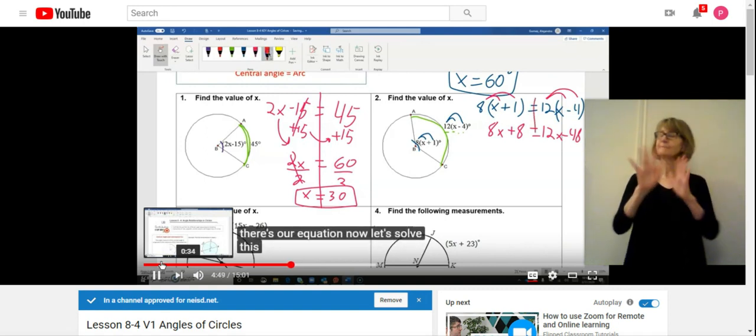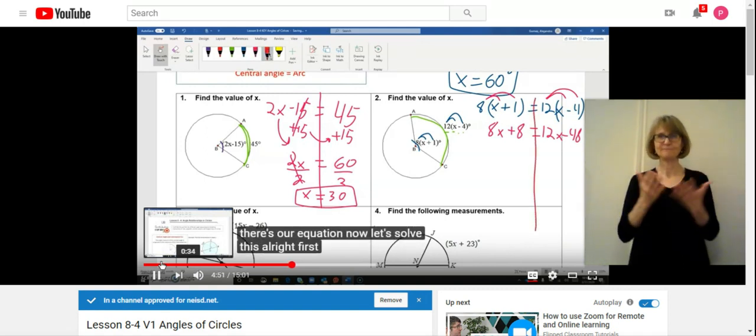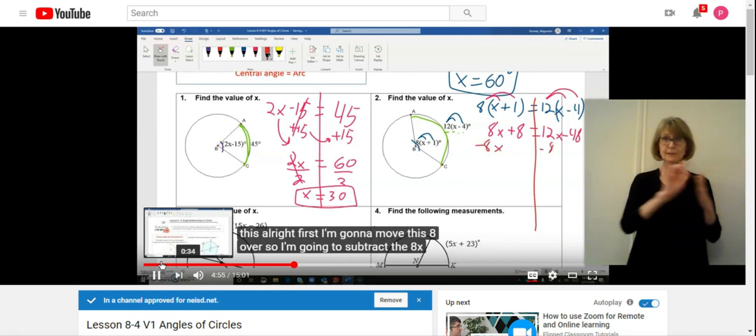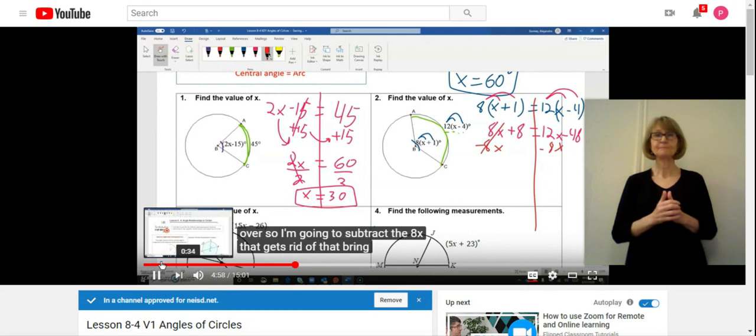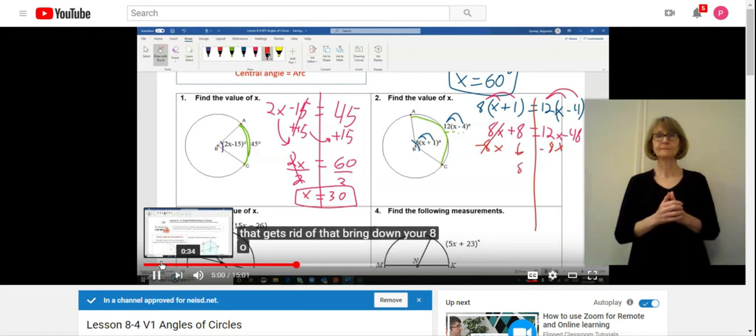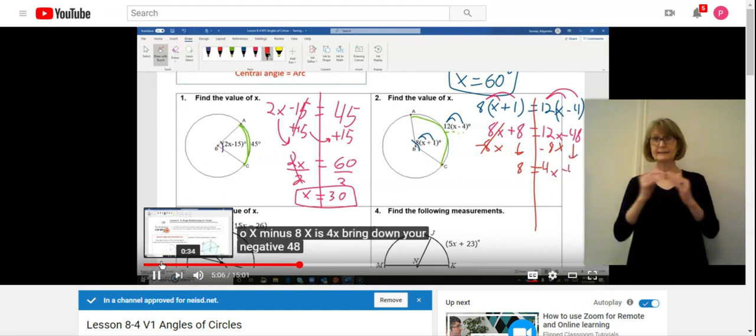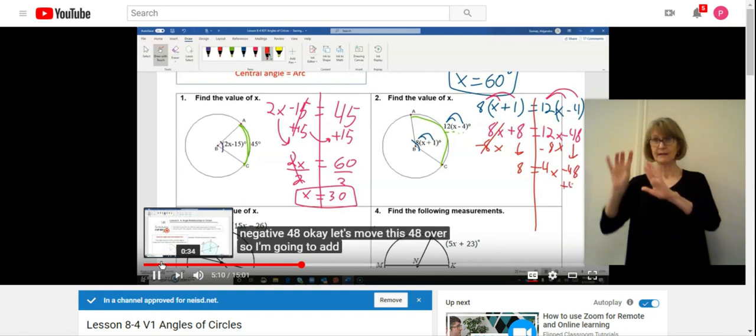Now let's solve this. First, I'm going to move the 8x over, so I'm going to subtract 8x. That gets rid of that. Bring down your 8. 12x minus 8x is 4x. Bring down your negative 48. Let's move this 48 over. So we're going to add 48.